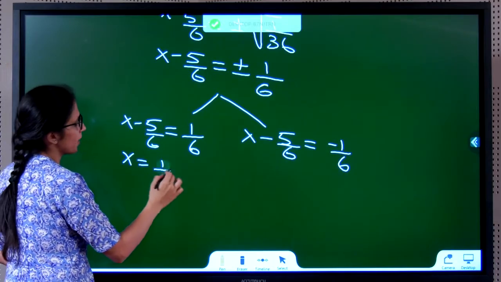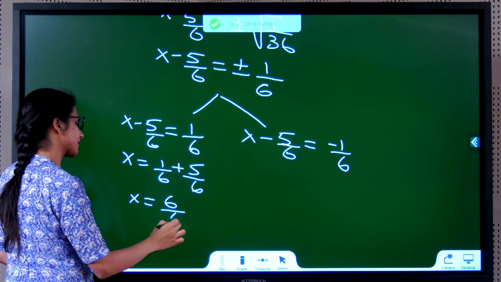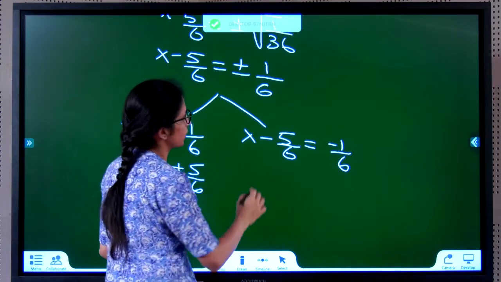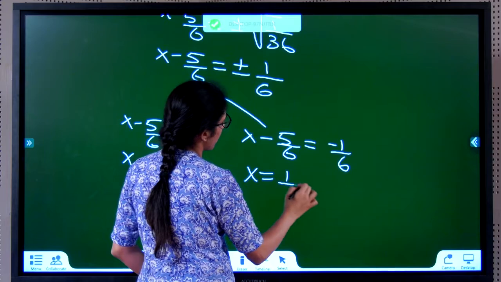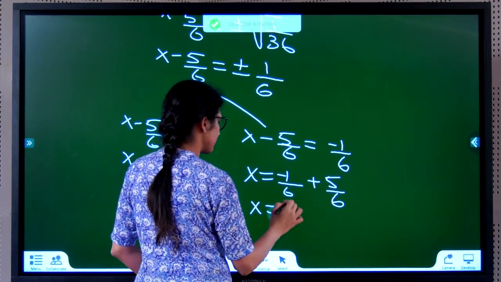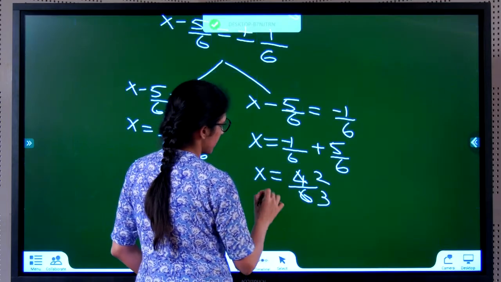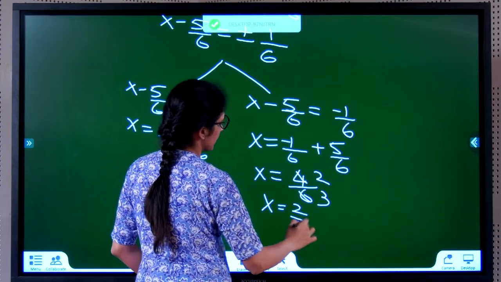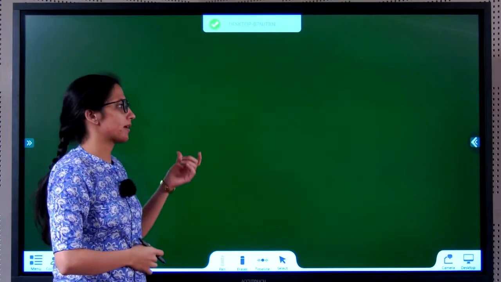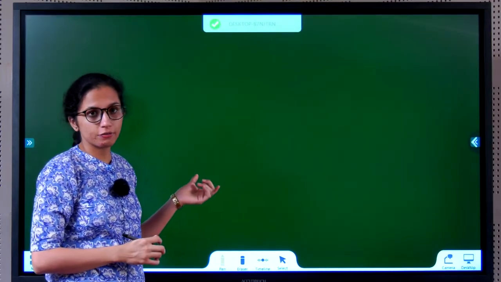x is equal to 1 by 6 plus 5 by 6, x is equal to 6 by 6, x is equal to 1. That's one of the answers of the quadratic equation. X is equal to 1 by 6 minus 5 by 6, x is equal to minus 4 by 6, x is equal to minus 2 by 3 is the other solution of the quadratic equation. This was the completing the square method to solve a quadratic equation.